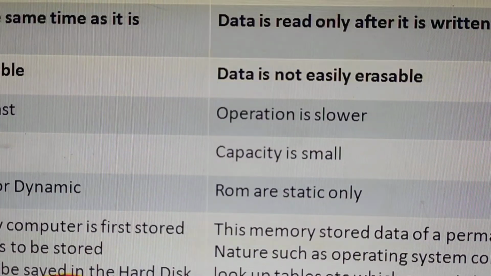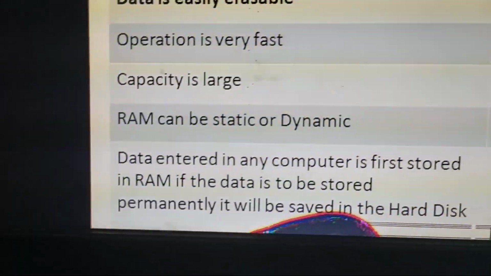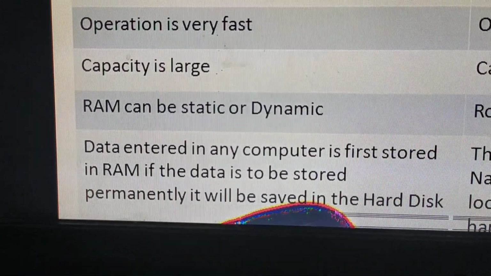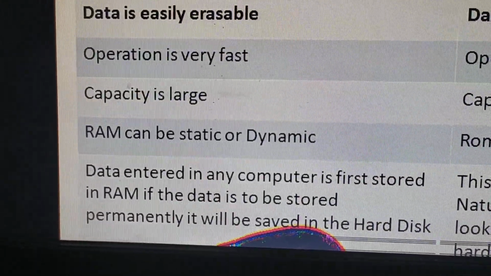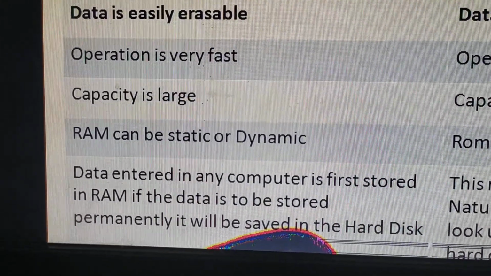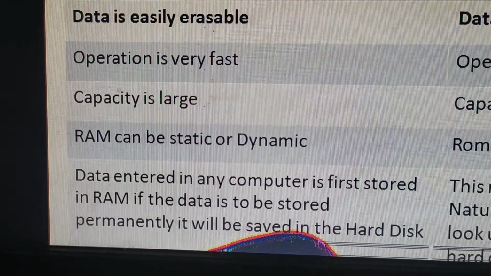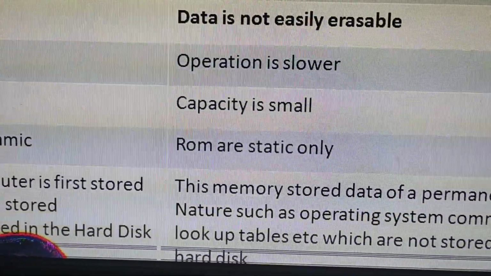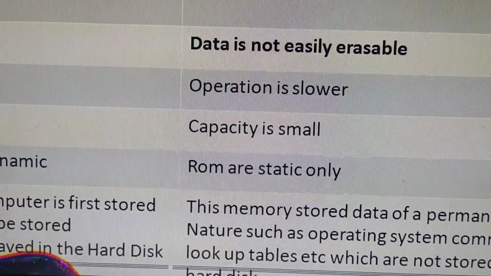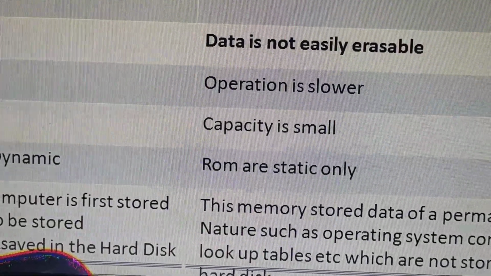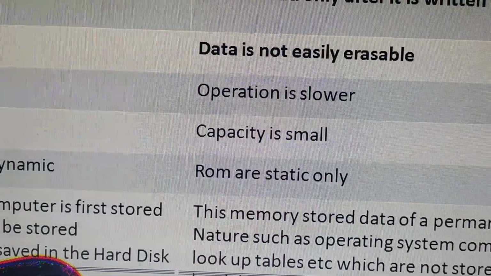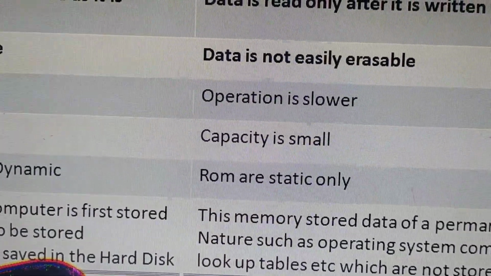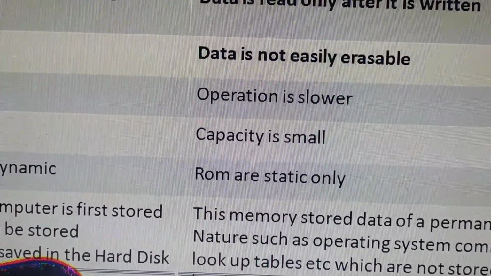The next difference is that RAM can be static or dynamic. Static RAM uses flip-flops; dynamic RAM uses capacitors. But ROM is only static, with no dynamic or other variations.